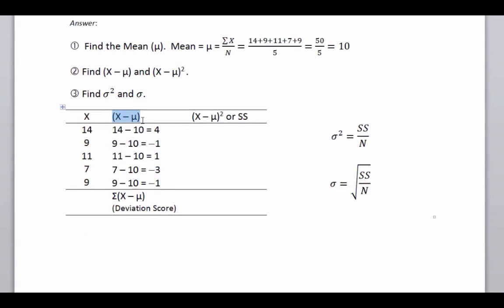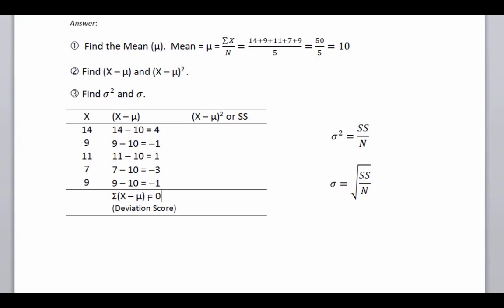And so we went ahead and found x minus mu. And one other thing we're going to do, while it's not required, we'll just do this as a check. And that is we're going to sum up these x minus mu's. So let's add the positives first, and then add the negatives after that. So here we have 4 and 1, that's 5. And then negative 1, negative 3, and negative 1 is negative 5. So positive 5 plus negative 5 is 0. So this value here is equal to 0.